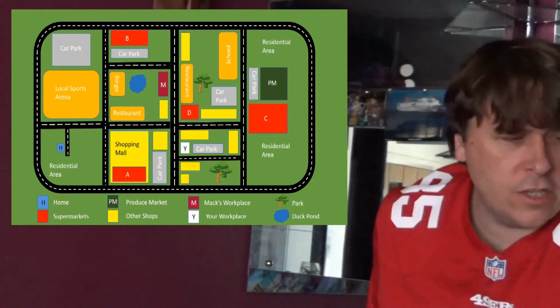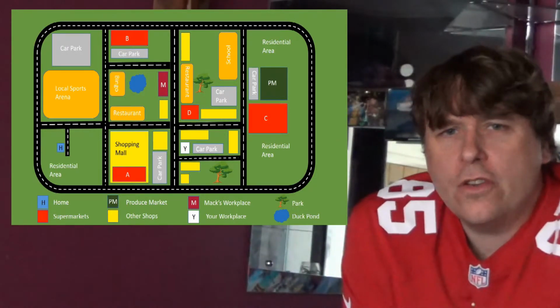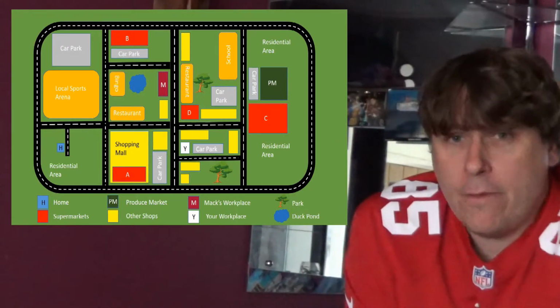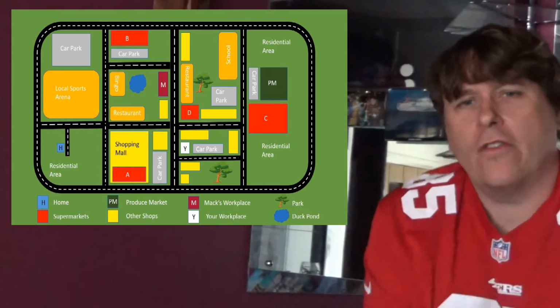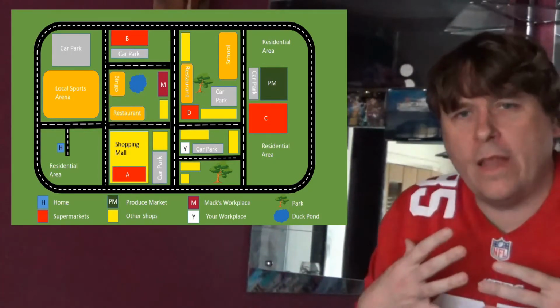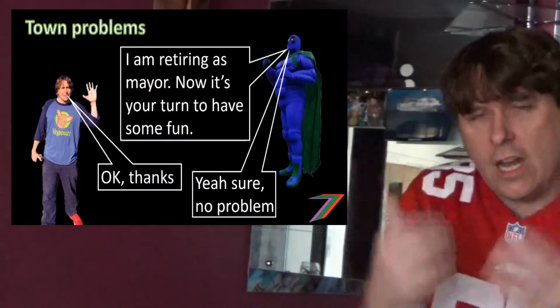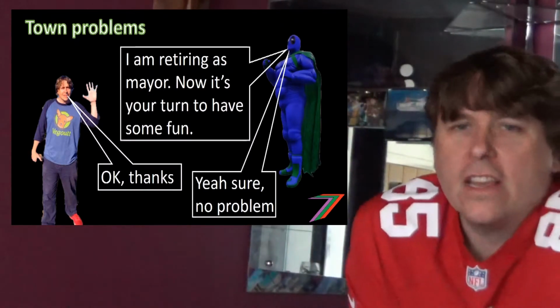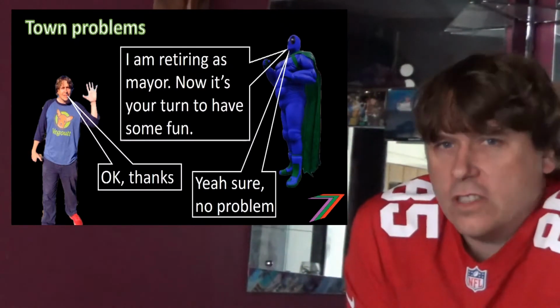Our second scenario question puts you in a position of town mayor. So this is a little bit different. We've gone from something that affects you and your family to a much broader type of scenario question, where you are actually in charge of a town which you've just taken over.